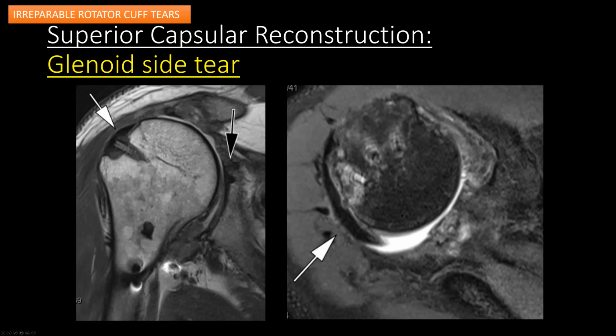Again, it is important in these cases, if you notice at the glenohumeral articular surface a broad full thickness cartilage defect, you definitely want to mention or highlight it in your report, because this is one of the factors which can negatively impact the outcome of superior capsular reconstruction. And surgeons usually do not consider this surgery when there is high-grade glenohumeral osteoarthrosis.